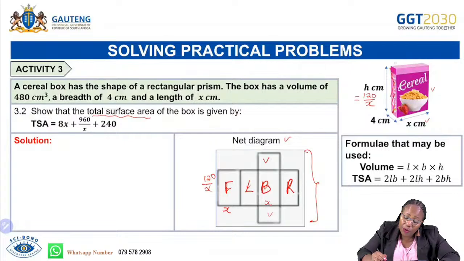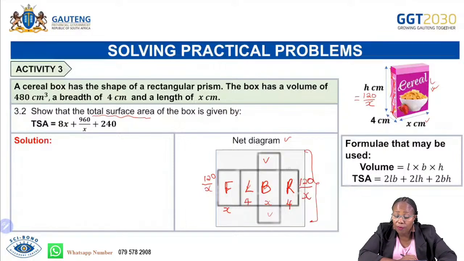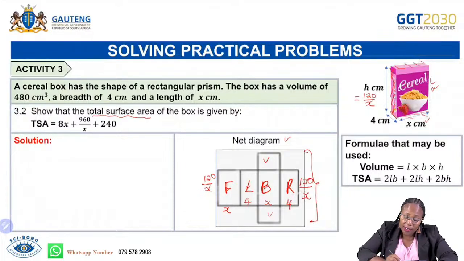So for that part of the box, we are still using the same height, but with the breadth of 4 there. So this one will still have 120 over x, but the breadth will be 4 now. So the left-hand side and the right-hand side will be using 4 by 120 over x. And then now we consider the top part and the below part here. The dimensions will be x by 4. Correct? X by 4. That means this will be x by 4 and the x by 4 there.